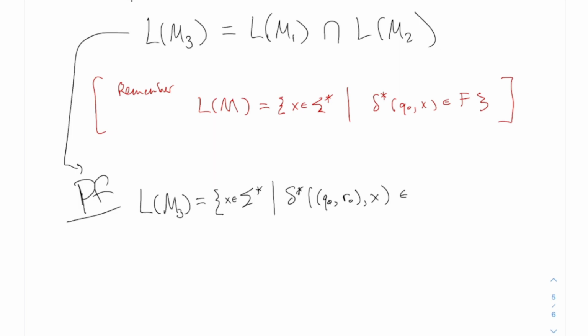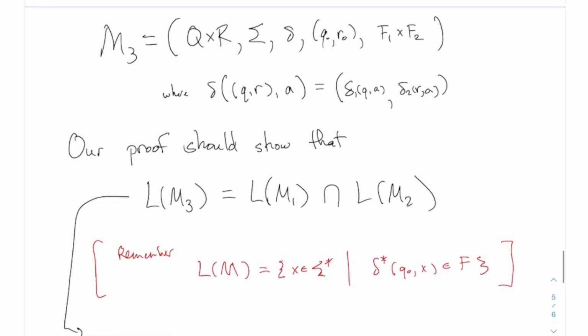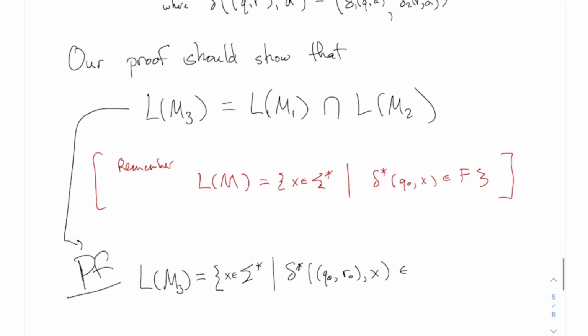Instead of that F there, I want the set of accepting states for M3, which we set up here was at the very top there, F1 cross F2. So right here has to be an element of F1 cross F2. All right. And now, everything we've done so far, the set theory just kind of works itself out. All we have to do is rewrite this stuff.